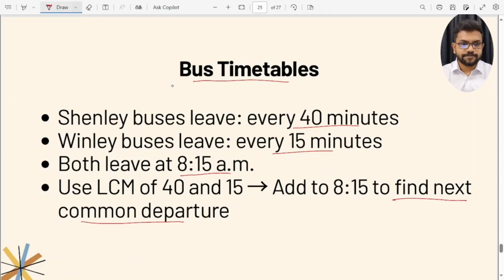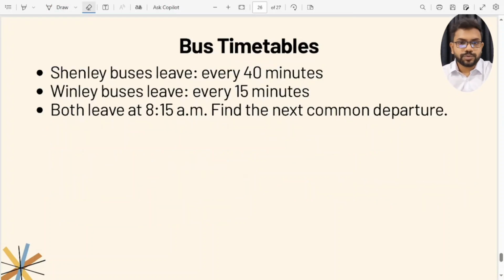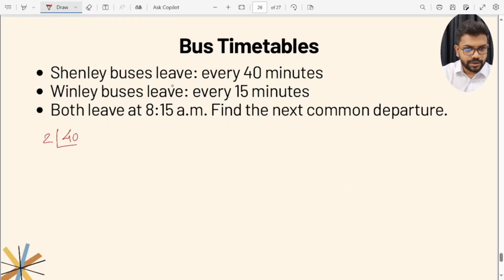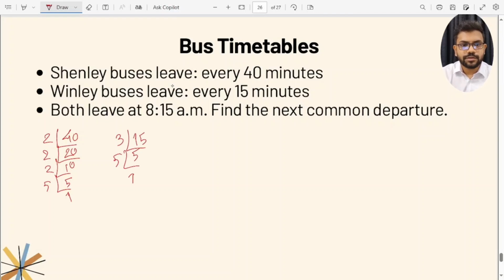Okay, for this, as we have learned, we are going to do LCM. So let's quickly do prime factorization of 40 and 15. So 40 divided by 2, even numbers are divisible by 2. Half of 40 is 20, 10, 5, 5 is a prime number, 1. Okay, 15 divisible by 3, 3 5s are 15, 1. So 40 can be written as 2 times 2 times 2, 2 cubed, times 5. And 15 can be written as 3 times 5.